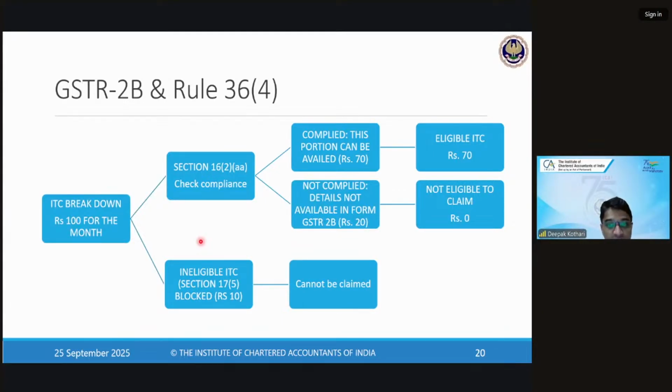17.5, do we need to check every time? Yes, you will have to check it every time. When we go to 17.5, you will see that it's not a very big list, it's a small list. So every time you purchase, you have to be careful that such purchases, you should not claim the credit.